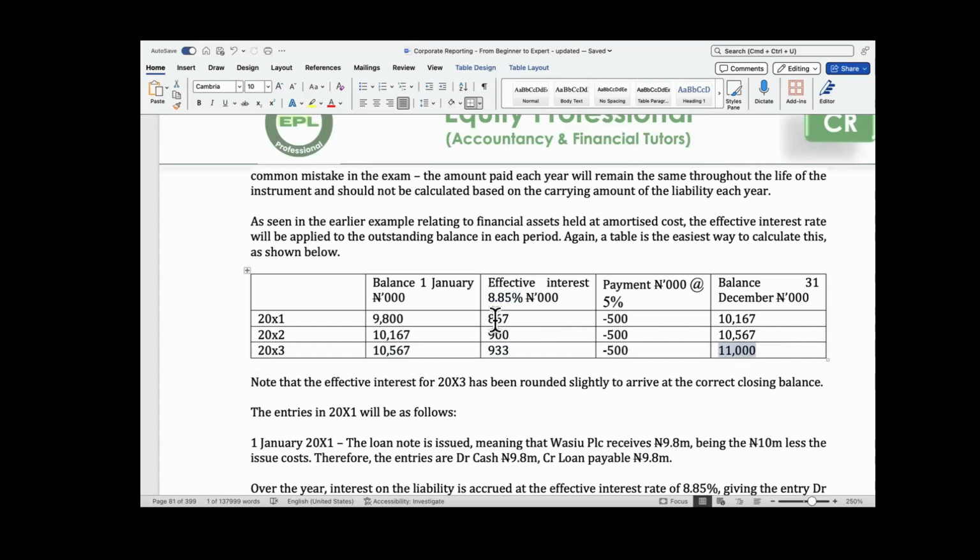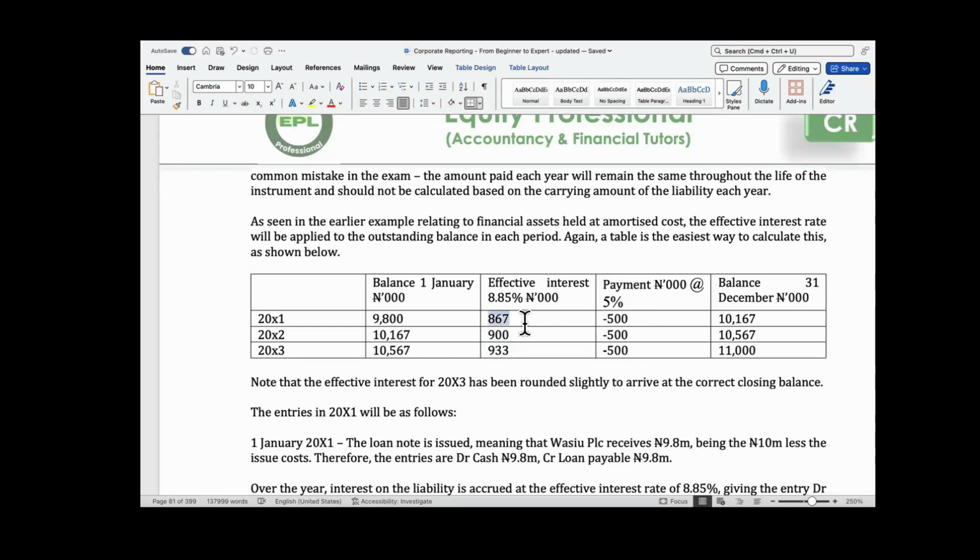So similar to what we have explained earlier, this 867, we simply debit P&L and credit interest payable. Same thing for this, the same thing for this. This 500, we are debiting the interest payable and crediting back every year.